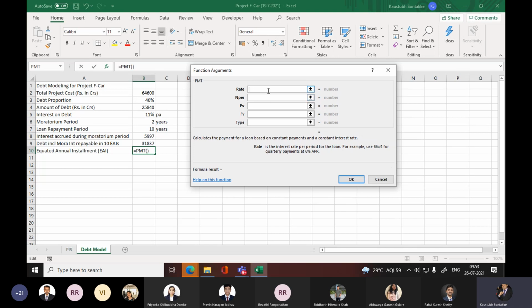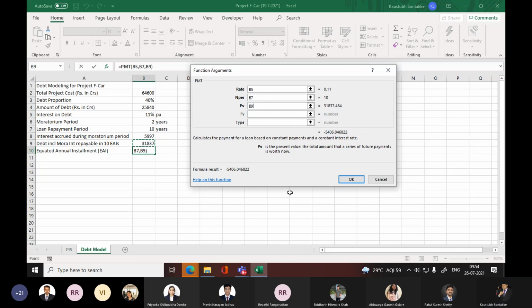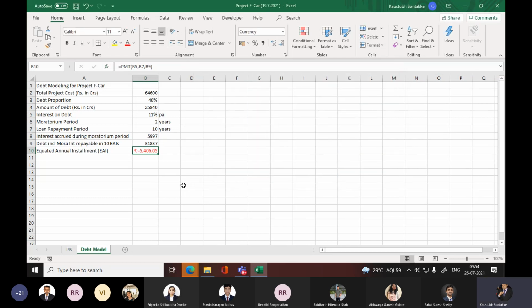Now it is asking at what rate do you want to calculate it. That rate you will give as B5, which is 11%. The period is B7, which is 10 years. And the present value of this particular loan is B9, which is 31,837. And just say OK.